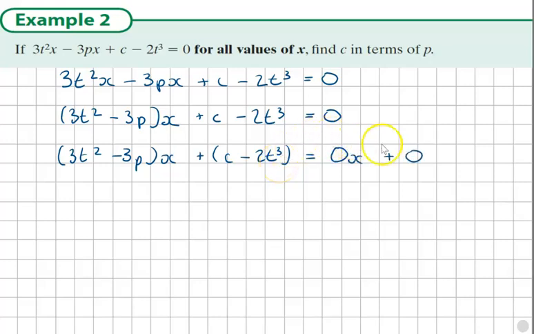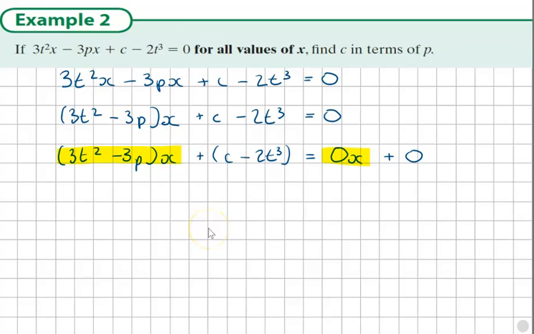So on the right-hand side, instead of 0, we're going to have 0x. And that's so that we can put like to like. That's so that we can have the x's equaling each other and then have the constants equaling each other. And when I say constant, I mean the terms with no x's. So we decide to add in the 0x here.